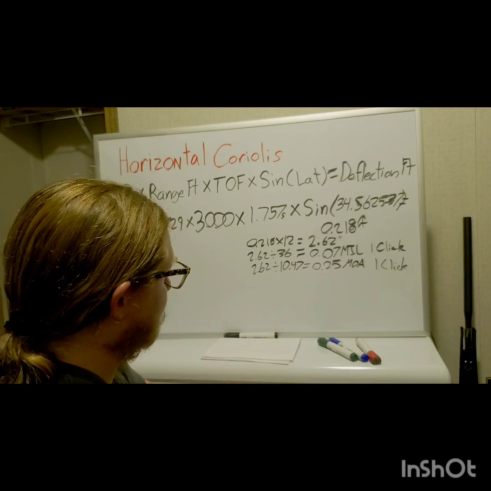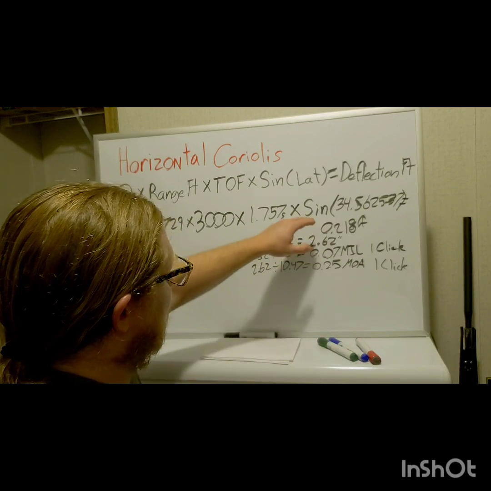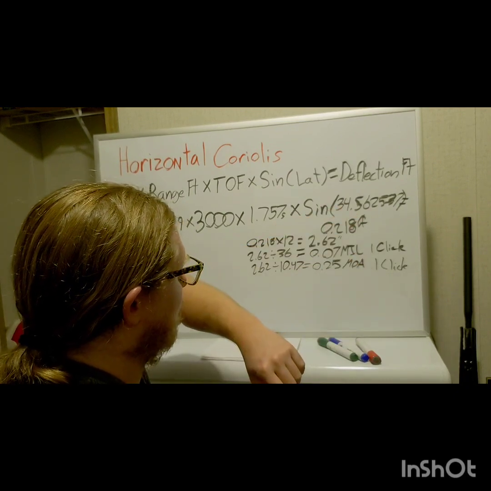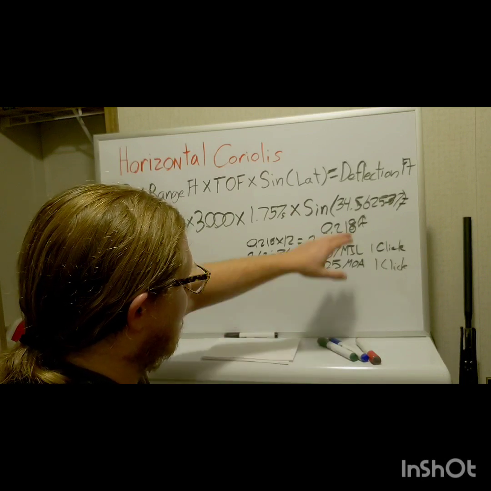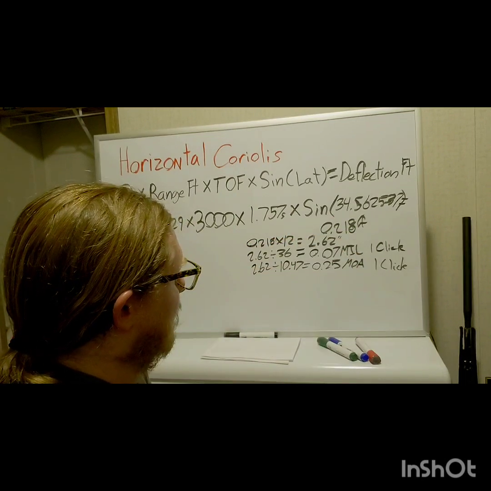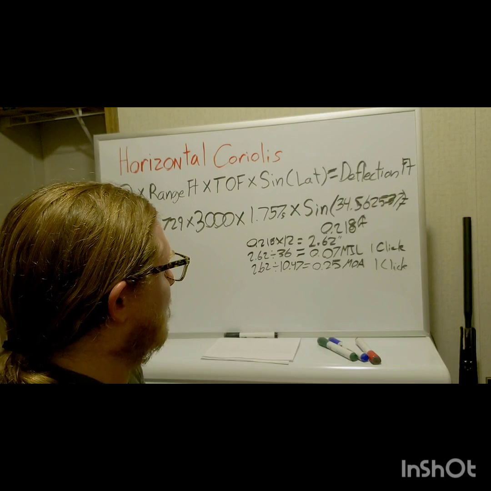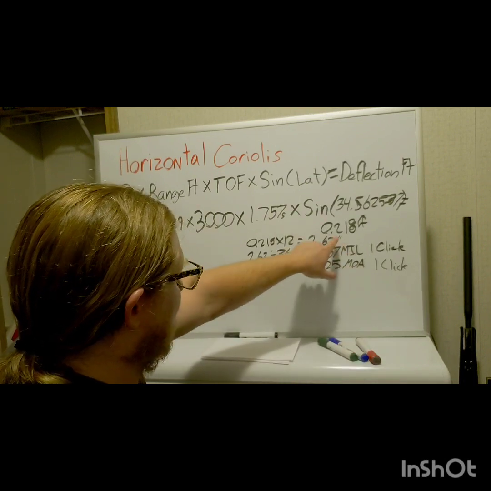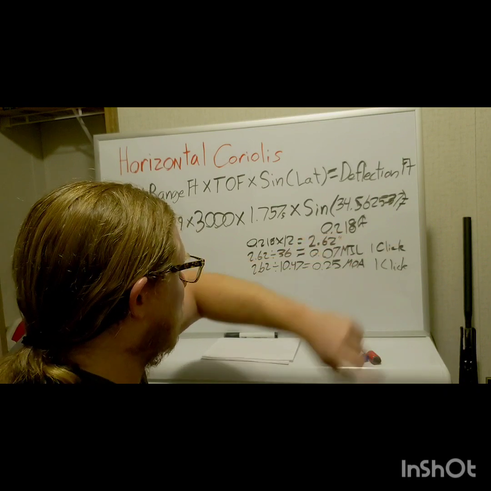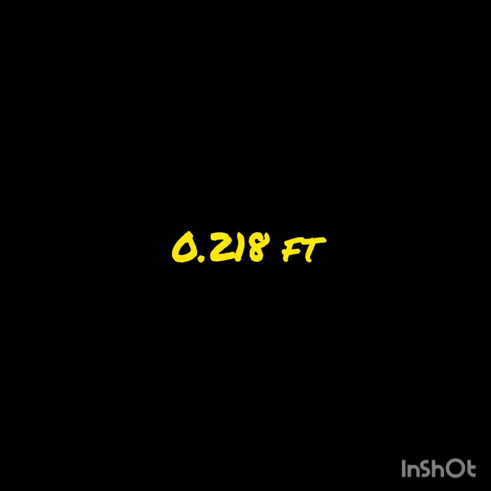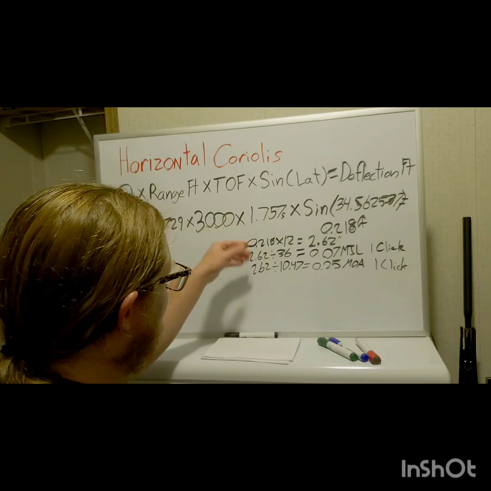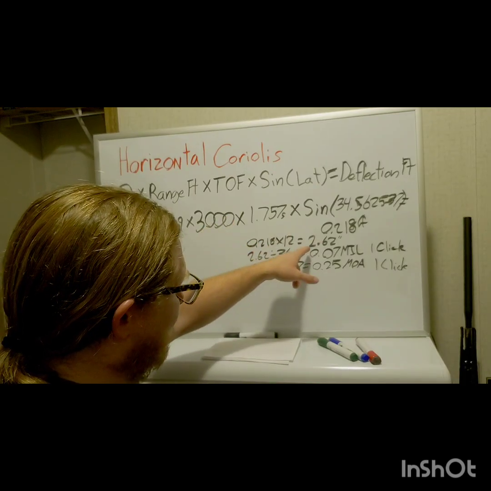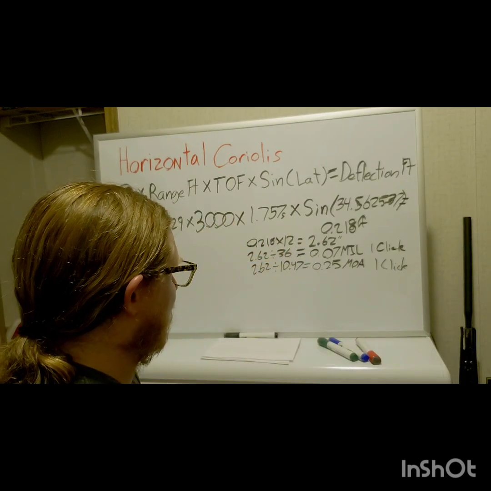So I got a time of flight to my target of 1.757 seconds. And then the latitude we are shooting on or from is 34.562537. And we take the sine of that. Anyways, we run this calculation and we get 0.281 feet. And we're going to multiply that by 12 to get the inches, and it's 2.62 inches.